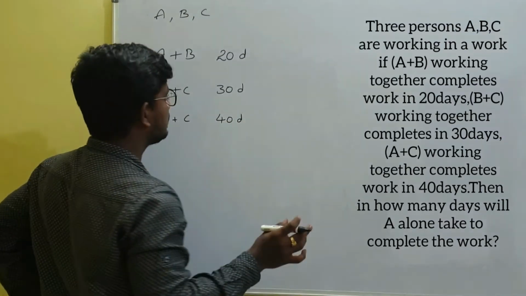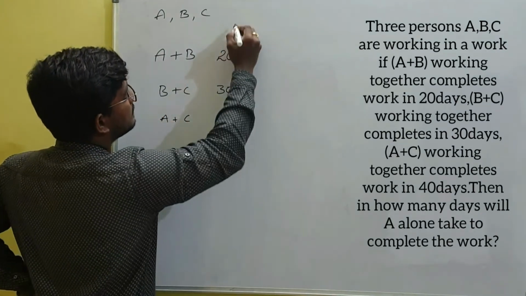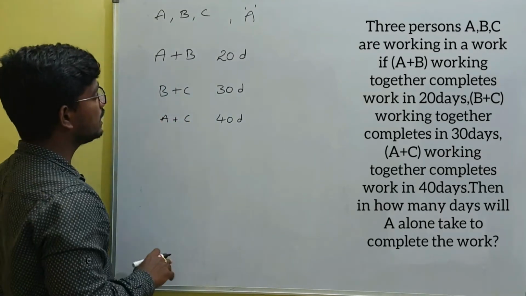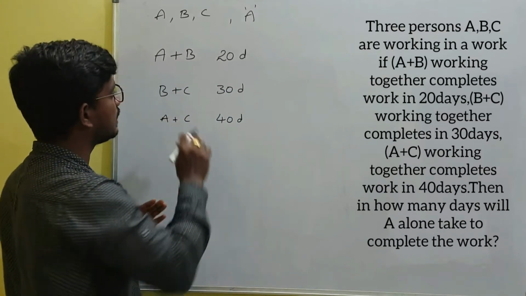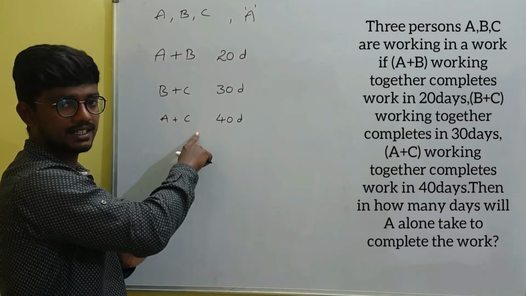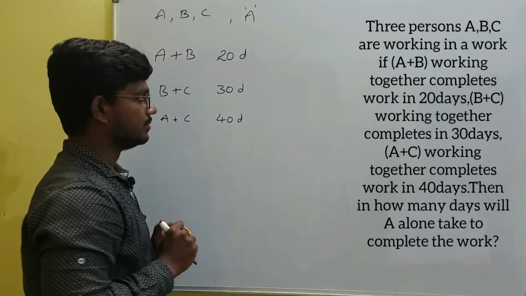And what they asked is, in how many days will A alone complete the given work? A alone. Here, in the question, it is given that A and B work together, B and C work together, and A and C work together. Individually they are not given.